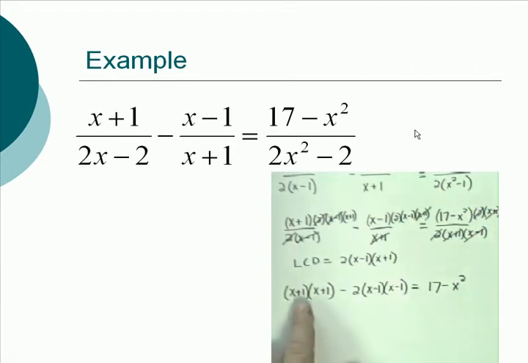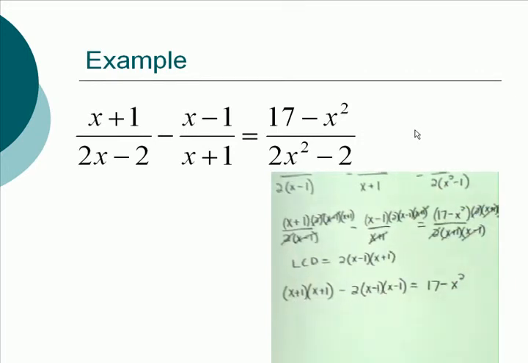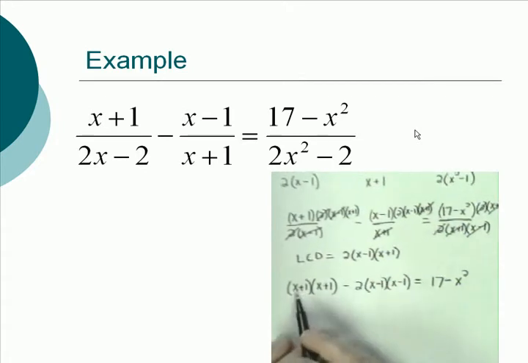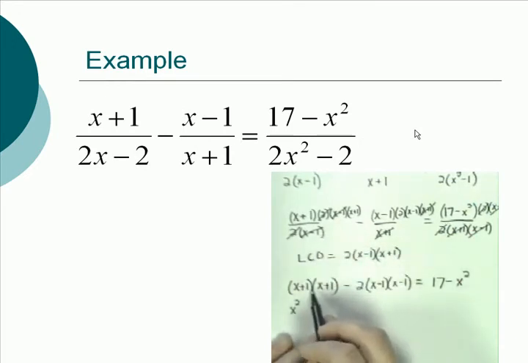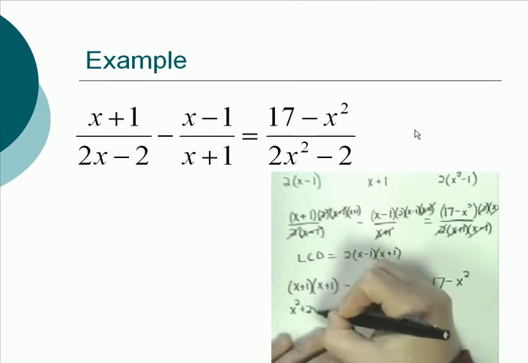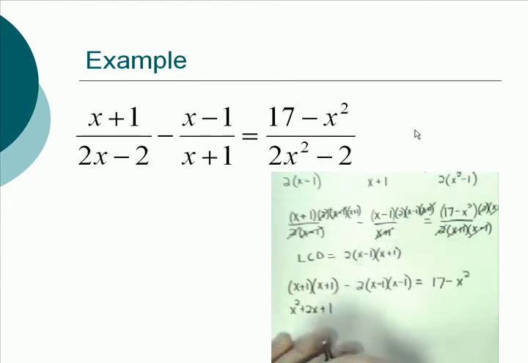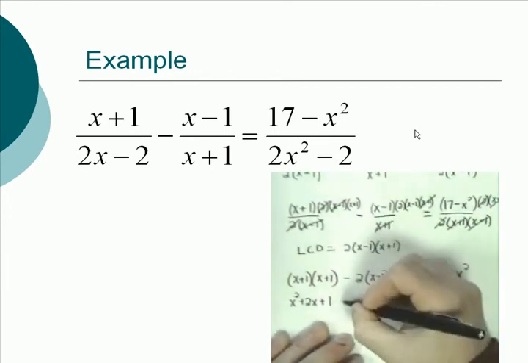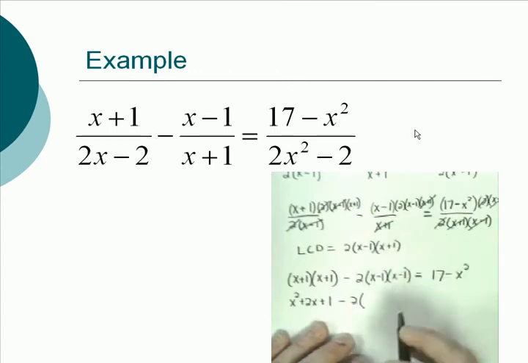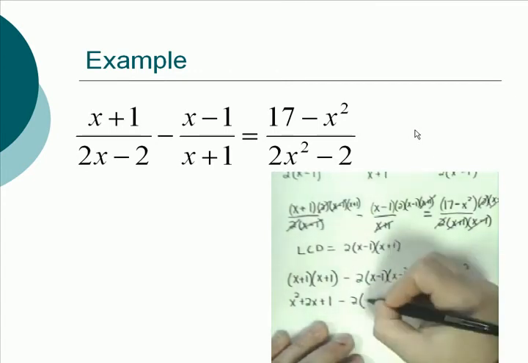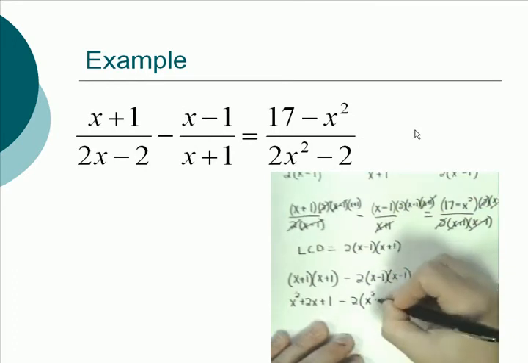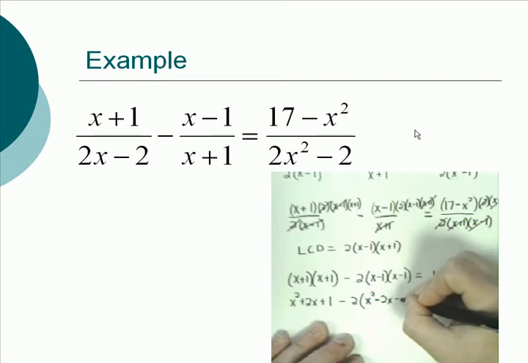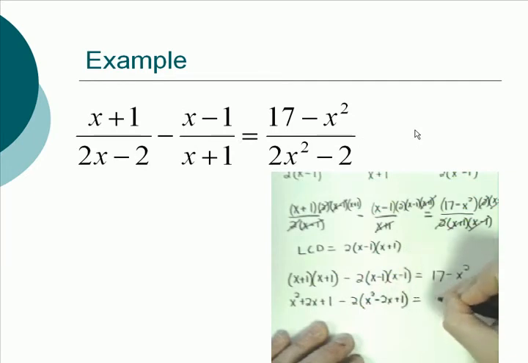Now, let's go ahead and perform any multiplication that's necessary and solve the equation. So if we FOIL these two binomials together, we get x squared plus x, that's plus 2x, plus 1. You can verify that multiplication if you'd like. And we're going to subtract off 2 times. Now we'll multiply these two binomials together and we'll get x squared minus x for our outside terms, minus x for the inside terms. That's minus 2x plus 1. And that has to be equal to 17 minus x squared.